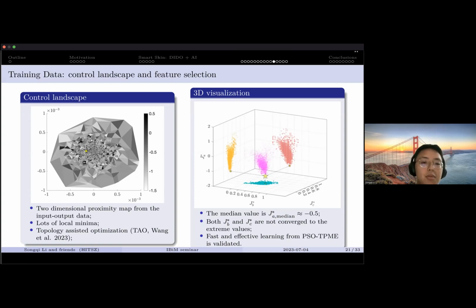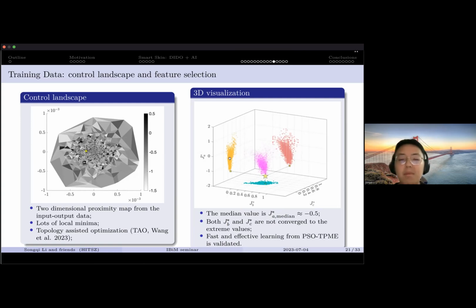And in our lab, we are developing a technique called topology assisted optimization to better analyze this control landscape and extract the local minimum and global minimum. So please refer to this newly published Physics of Fluids article if you are interested in this type of technique. And similarly, we also discussed the relationship between the cost function and the equivalent actuator height and equivalent duty cycles.